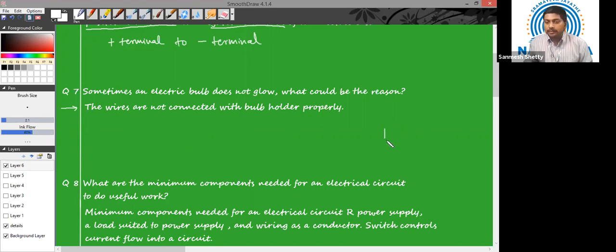Now inside the bulb, we have a filament. Let us draw a simple bulb here. It is a thin wire which you can observe inside a bulb. Now the current usually passes through this filament. This filament will get heated up and it starts glowing. That's how we get light from the bulb.